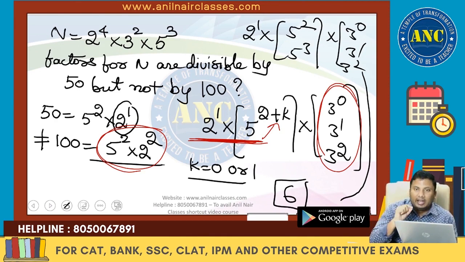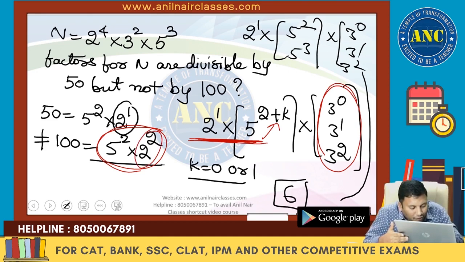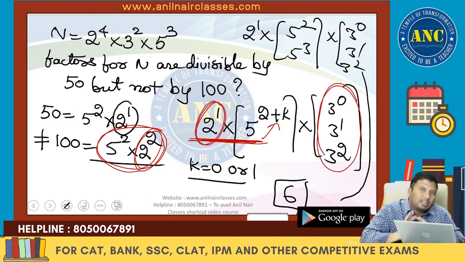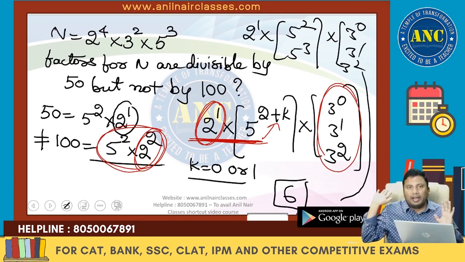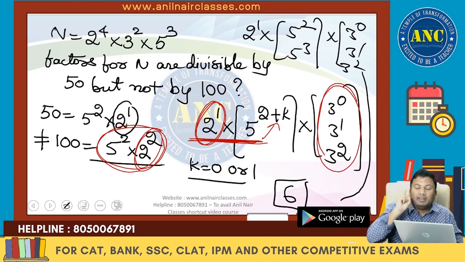You take any number. Because in 100, minimum power of 2 should not be 2. I kept my power of 2 as only 1. The minute when I make it 2 square, entire number will be divisible by 100. It should not be divisible by 100. I hope it is clear.